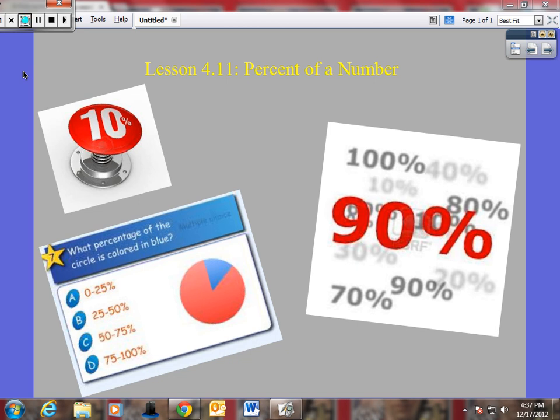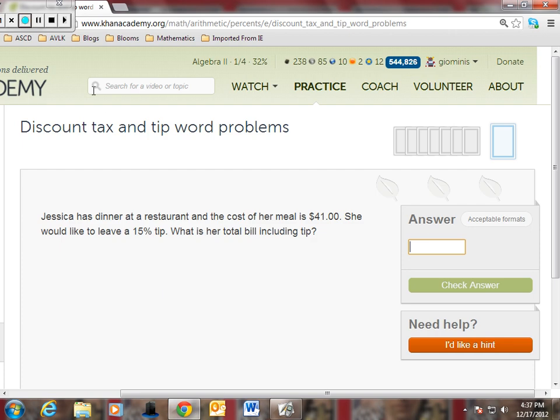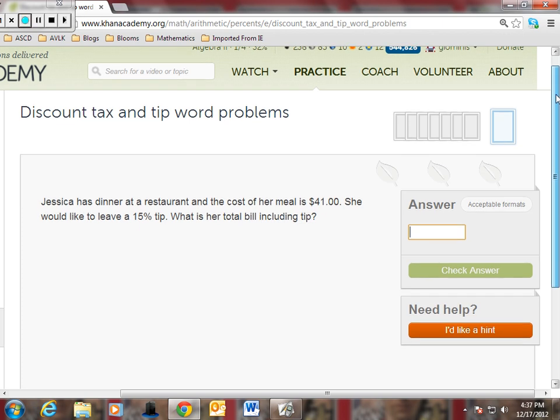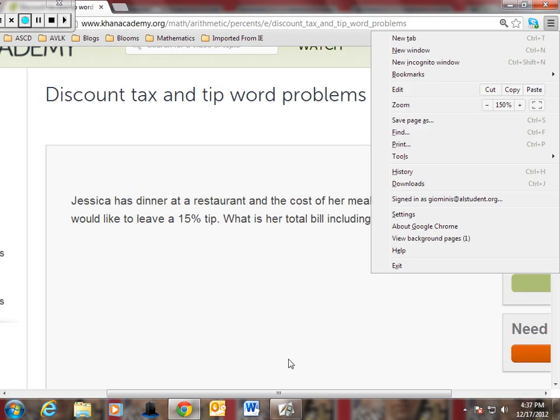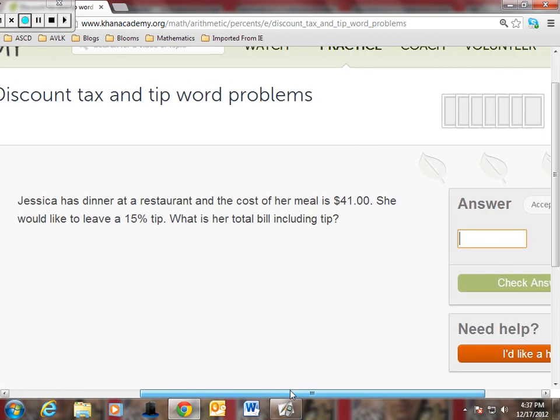So I'm going to use Khan Academy to help us with this skill. The one I'm actually working on is discount, tax, and tip word problems. It's actually a skill. So if I take a look, and I'm hoping this comes in clear because the last time I did this on Khan it was a little blurry, so I made it a little bit larger and see if this helps it appear better on the screen.